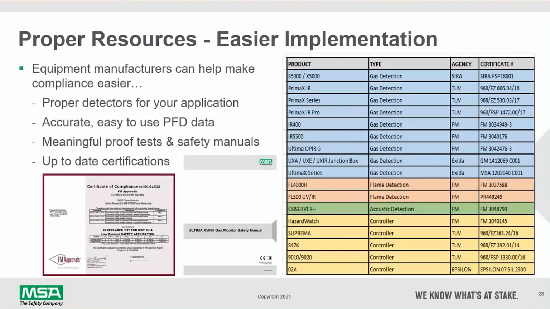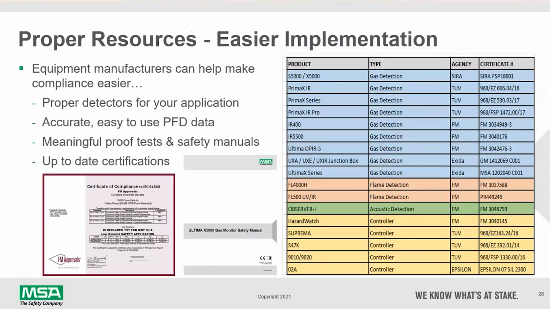Now, manufacturers can make this project and compliance with these standards much easier. And how can they do that? By ensuring they've got the right detectors available for your application. And those detectors are also provided with, like John talked about, SIL certificates and safety manuals that provide easy to use and understand and accurate PFD data, and that the proof tests are also meaningful and easy to actuate and reasonable to your project and your process and your facility, and that the certificates are up to date.